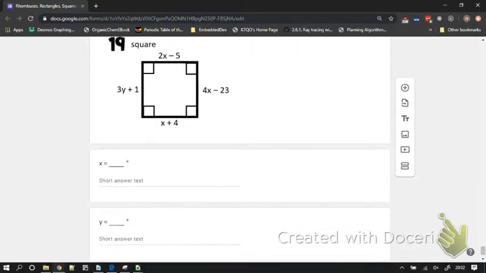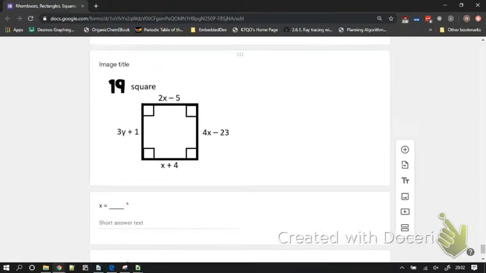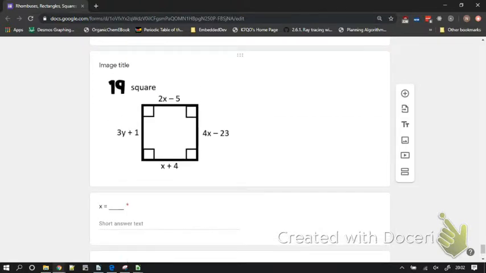Squares, again, all sides are congruent, so that one shouldn't be too bad. You would need to start with x on this one and then plug x in so you could find y. All right, if you still have other questions, let me know and I will try to address them for you.